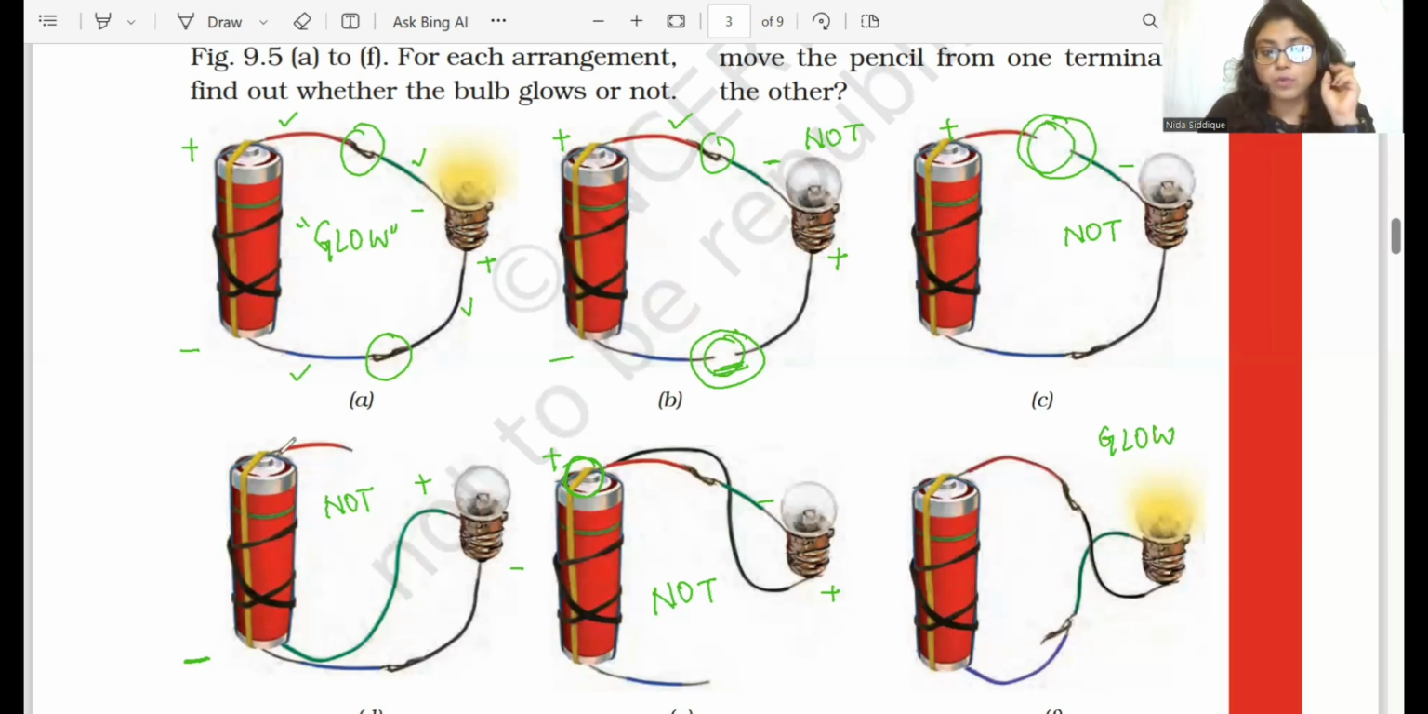Secondly, the positive and the negative terminals of the electric cell should be connected to the positive and negative terminal of the bulb. Okay, अगर दोनों ही नेगेटिव टर्मिनल्स या पॉजिटिव टर्मिनल से कनेक्टेड रहेंगे दोनों एंड्स, तो भी बल्ब ग्लो नहीं करेगा.